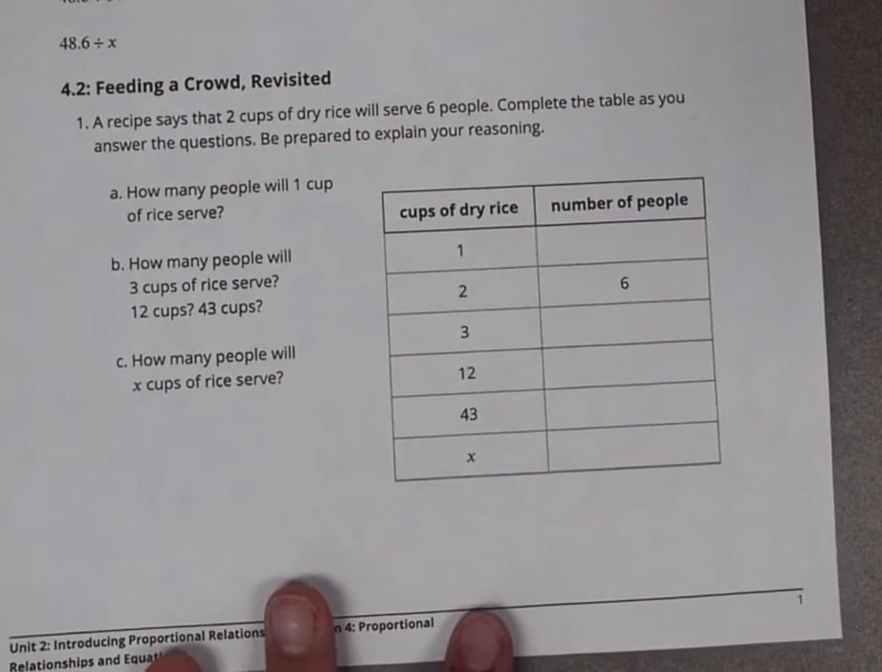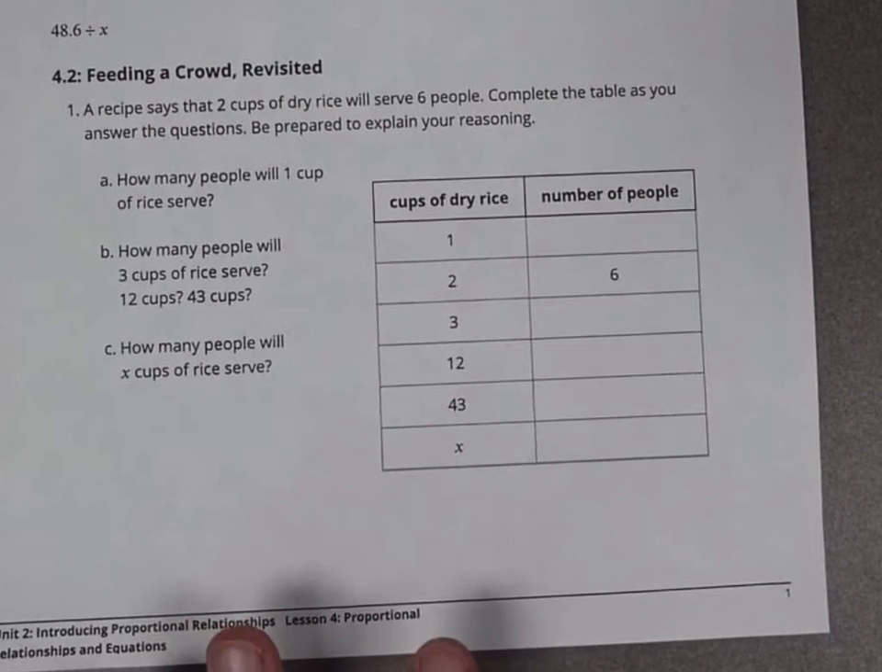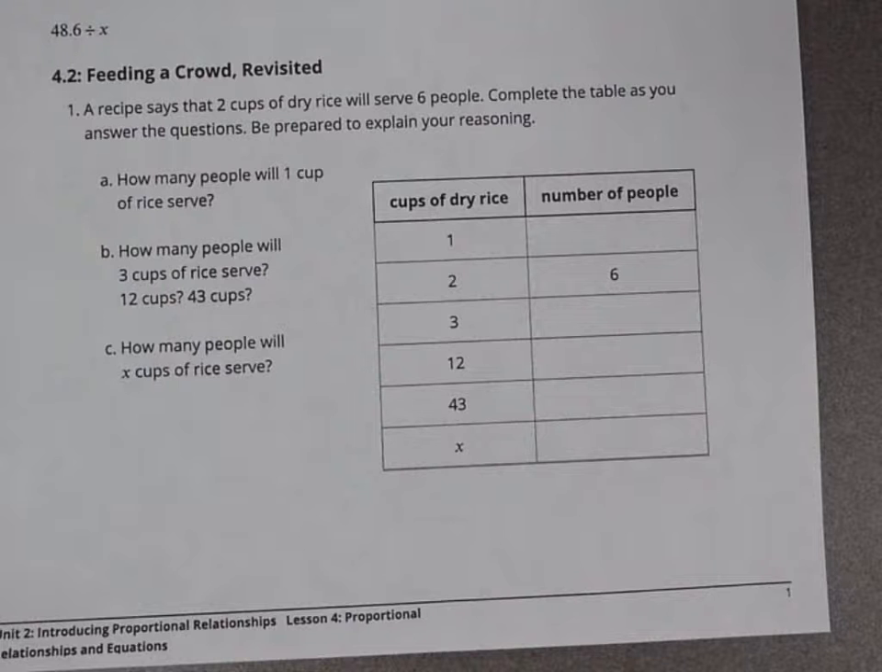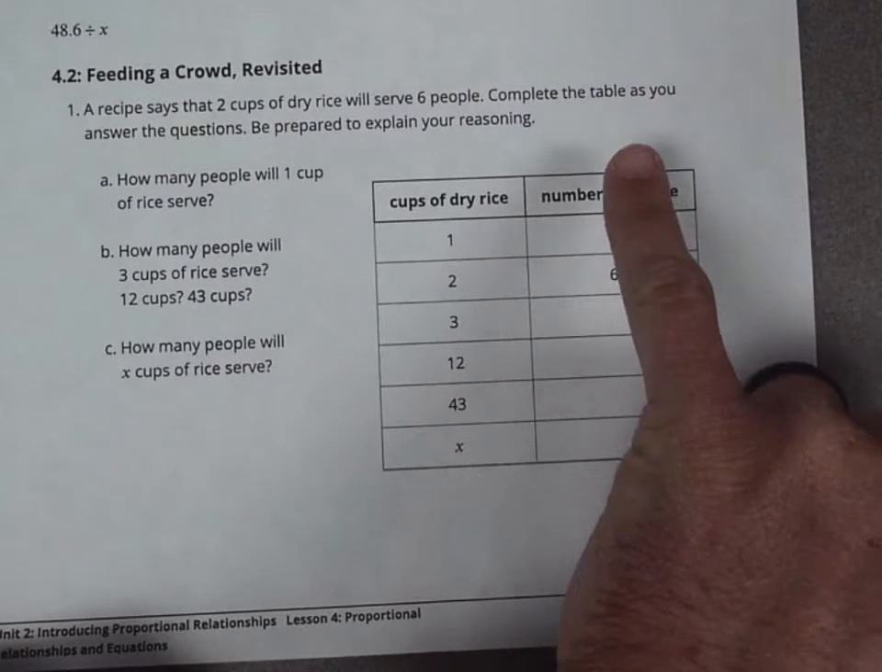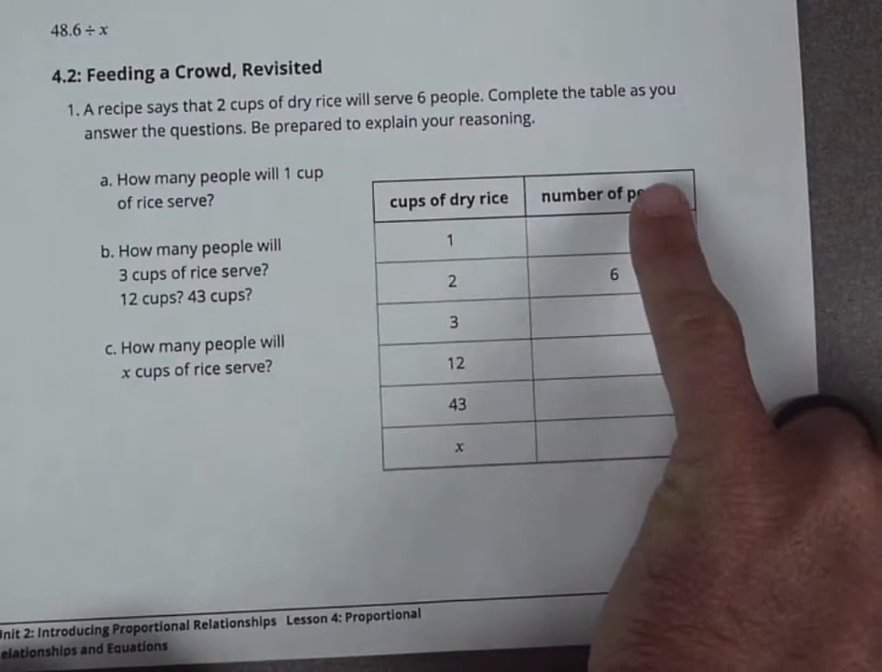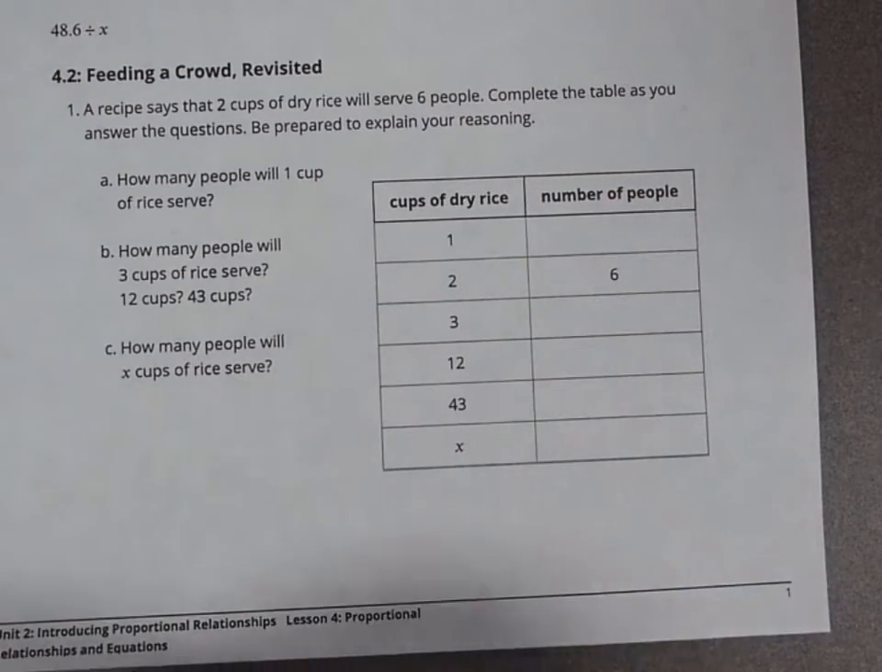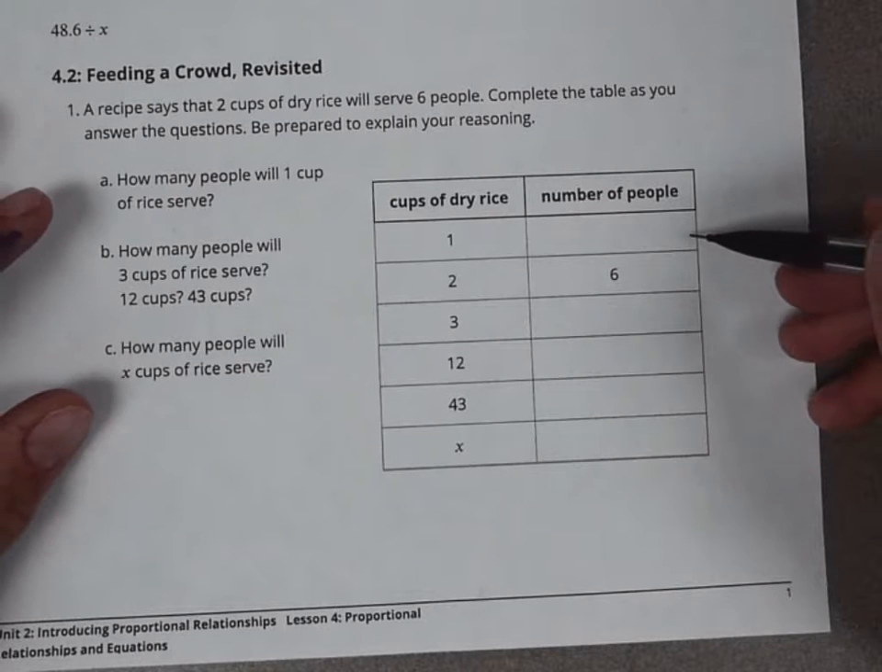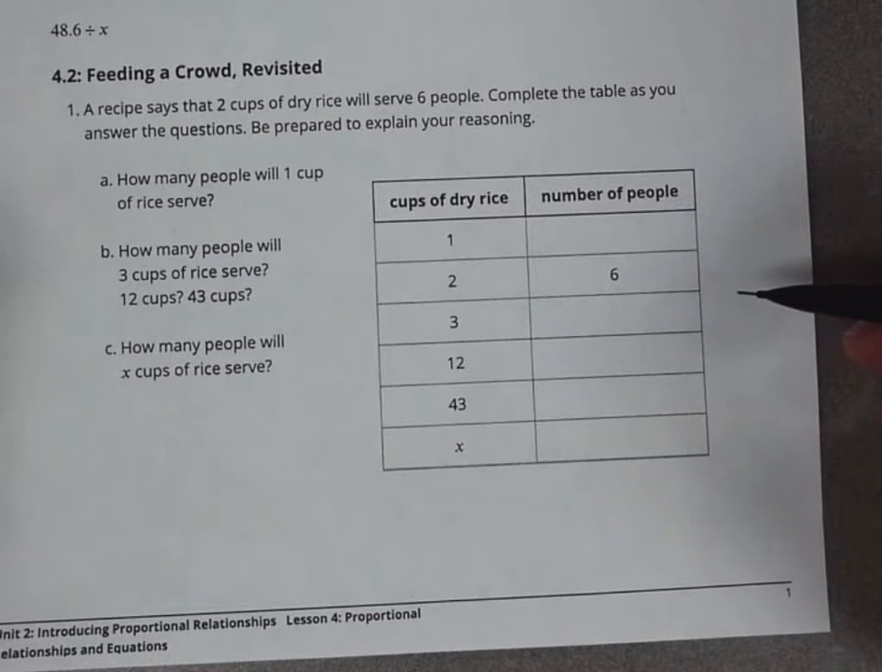Feeding a crowd revisited. A recipe says that 2 cups of dry rice will serve 6 people. Now our job is to complete the table and answer the questions. We need to be prepared to explain your reasoning because I'm going to be calling on people to tell me how they got these numbers in here, all right?